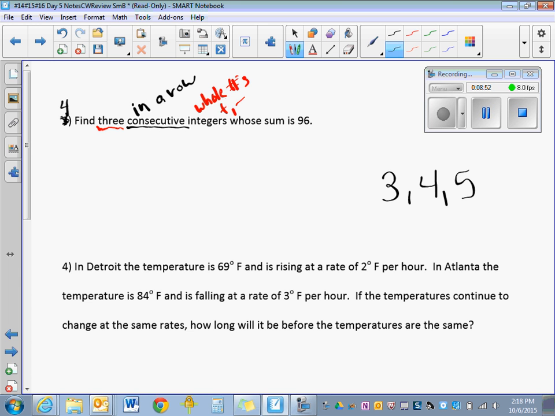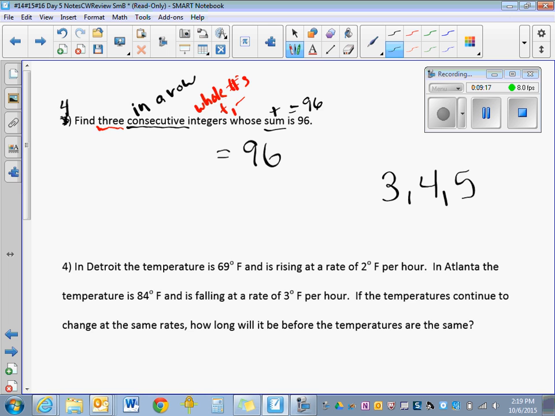And what does it mean if it says whose sum is 96? That we're adding them together. Good, the sum means that we're adding it together. What about is 96? Equals 96. Good. Alright, so that's a good chunk of our equation there. Let's go ahead and set that part up. We know they have to add together to equal 96.